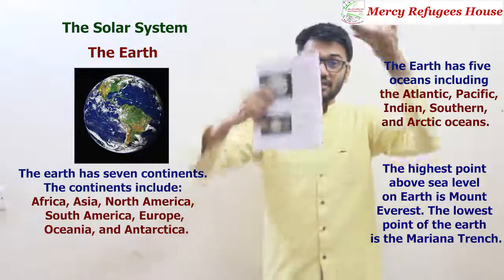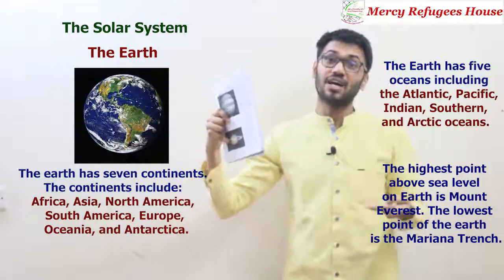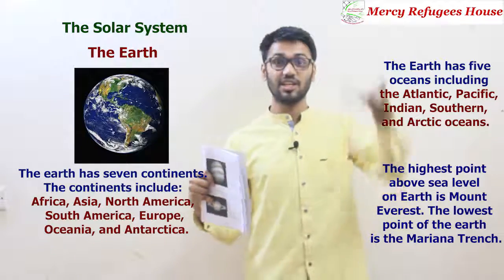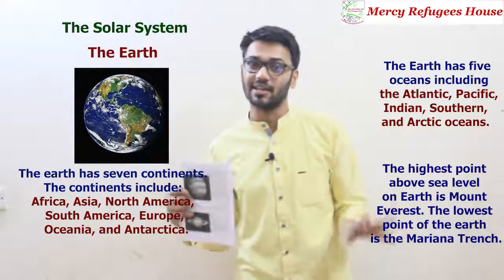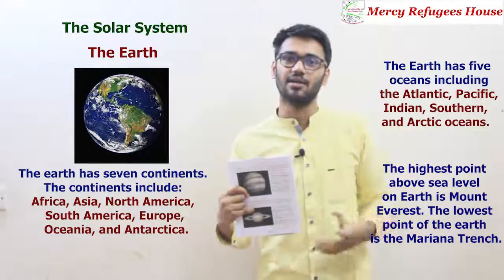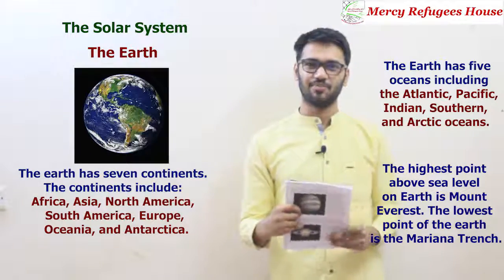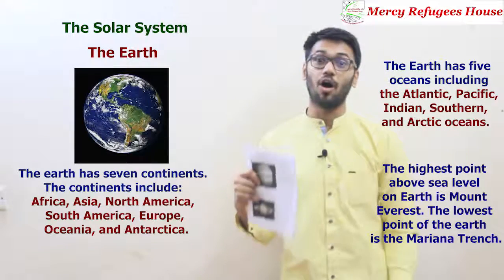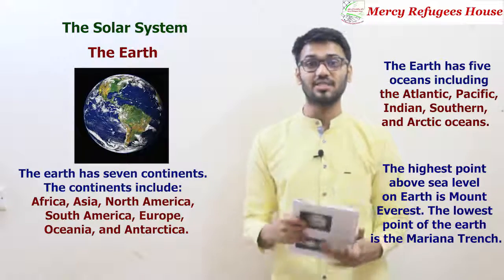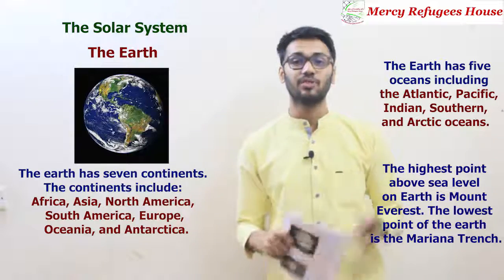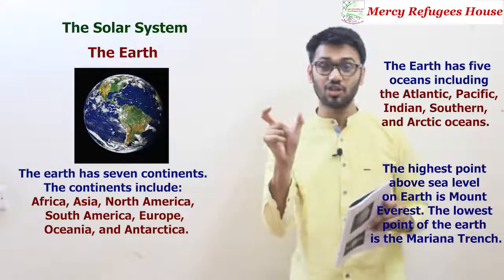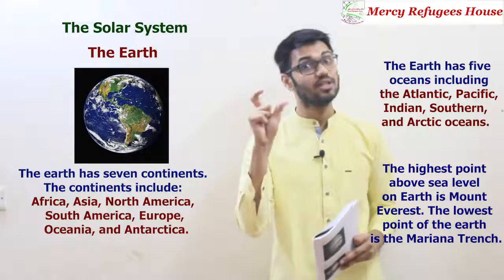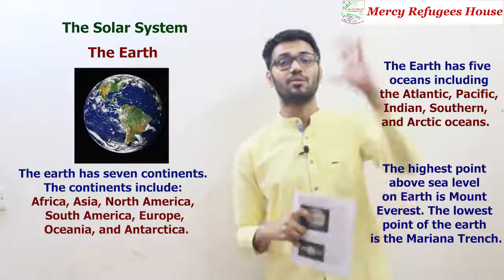Lowest, that means the deepest place on the earth, is the Mariana Trench. It is somewhere near the Atlantic Ocean. It's near America. Have you heard the name America? So it's near America. There is this place. This is the deepest place of the earth, and this is known as Mariana Trench. If you want to know more about Mariana Trench, you can search on YouTube. You will see so many documentaries made on Mariana Trench, or even Mount Everest.